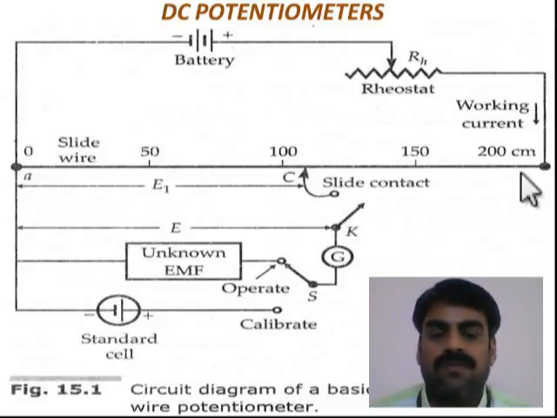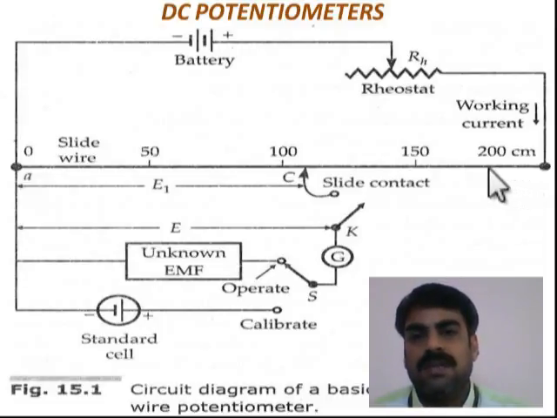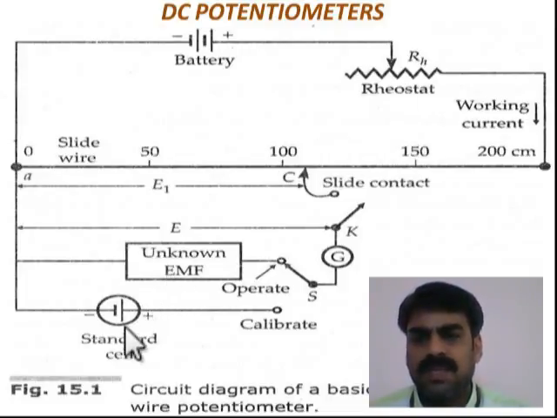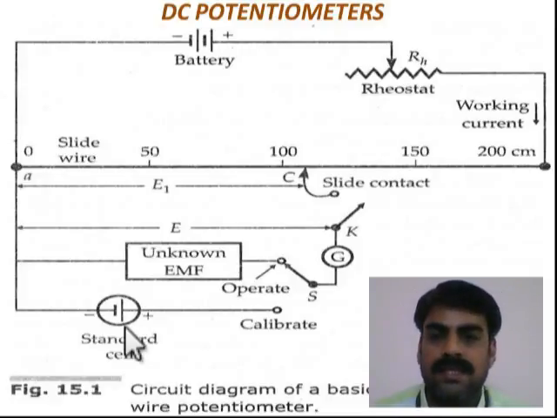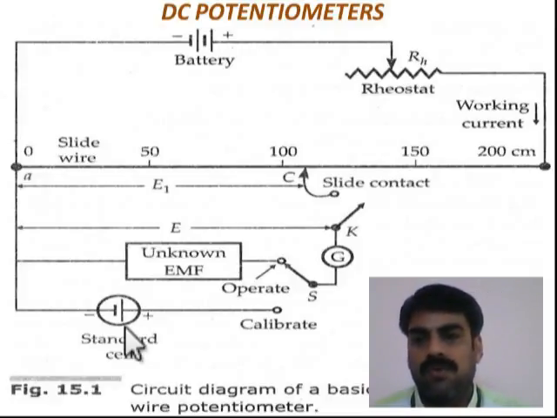It is uniform. It has a uniform cross section. It means we can consider 1 ohm per centimeter. So totally this slide wire can offer 200 ohm resistance, and there is a DC source, that is a battery source, and there is a rheostat. By adjusting the rheostat we can adjust the working current for this instrument, and there is a standard cell or a known voltage. The typical value for this cell is 1.0186 volt, and the unknown EMF which is to be measured.